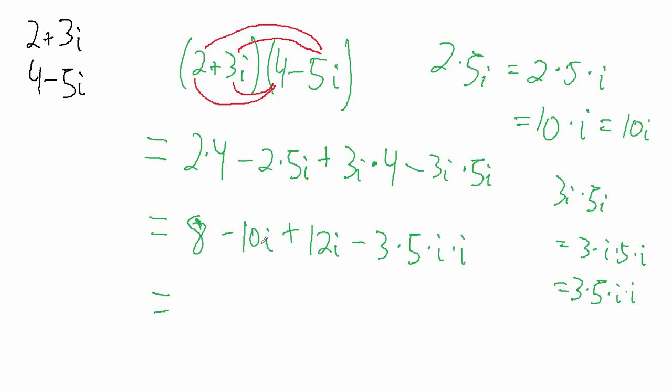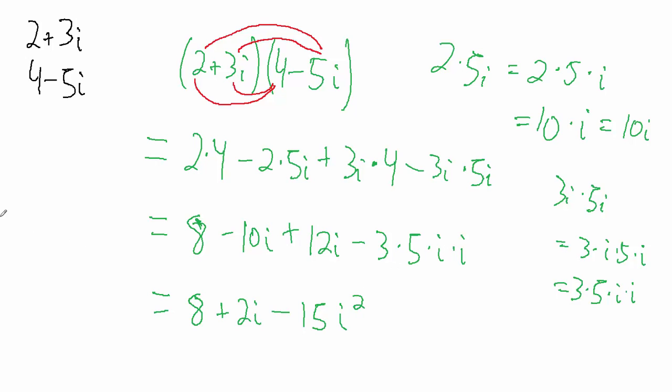So 8 minus 10i plus 12i. Well, 8 is just 8. Can't do anything with that yet. Minus 10i plus 12i, what does that give us? That gives us a plus 2i. Now, what's happening over here? Well, 3 times 5, we have minus 3 times 5. That's going to give us minus 15. And what's i times i? Well, that's i squared. But what is i squared?